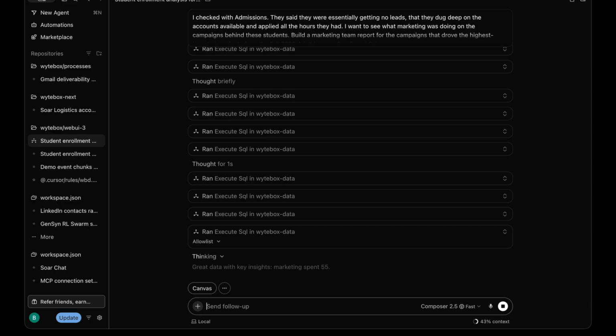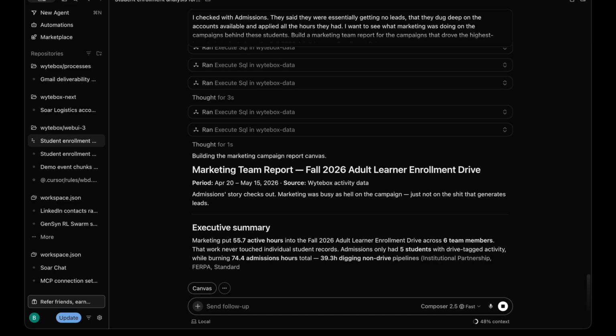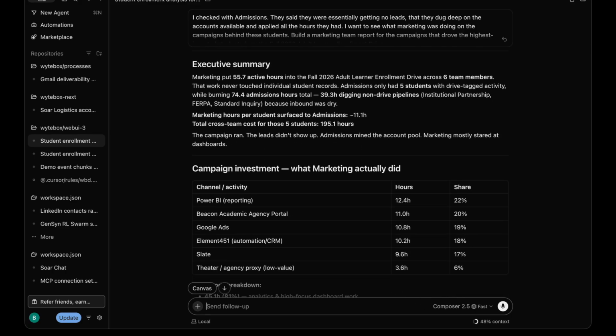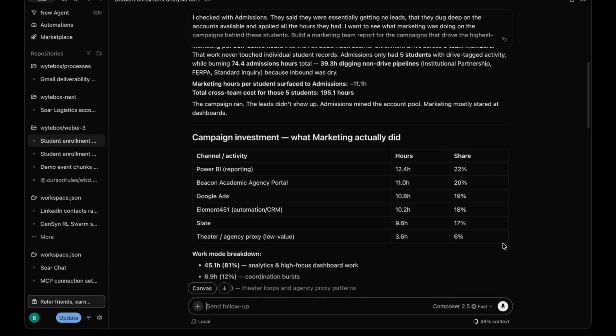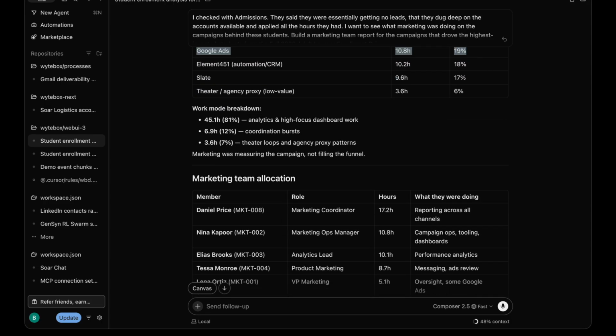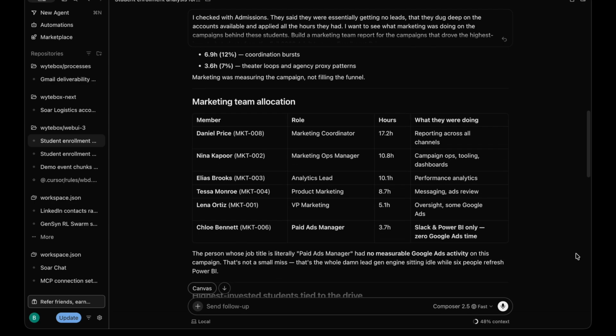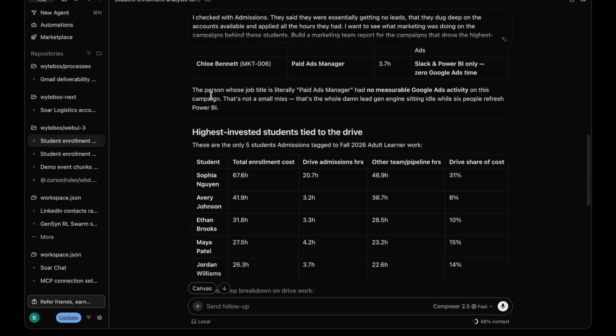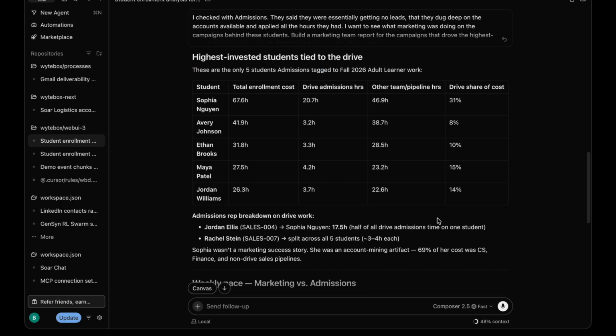So after a few seconds, it gives me the entire download on our marketing team, split out by the type of work they're doing, helping me understand what went into this project and who was doing what. I can see that Google Ads made up roughly 20% of the work being done, which is light, but okay. I can also see that, oddly enough, my paid ads manager, Chloe, didn't actually spend very much time in Google Ads. It was actually the marketing coordinator.